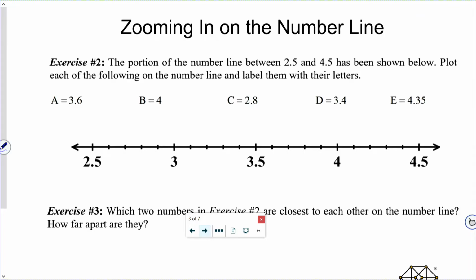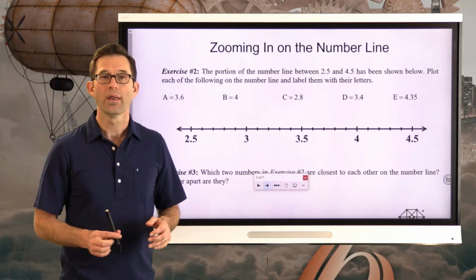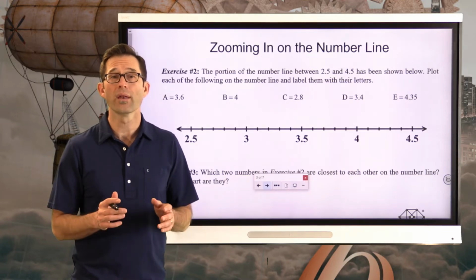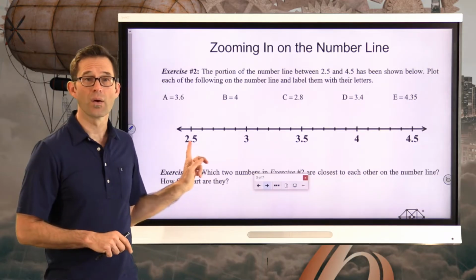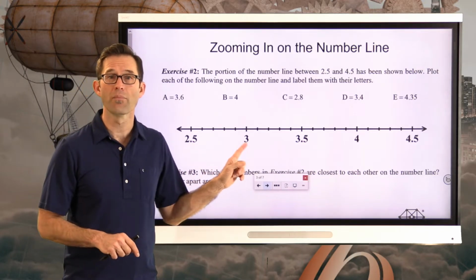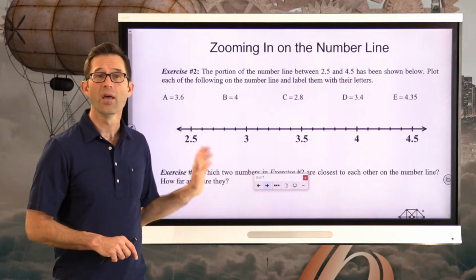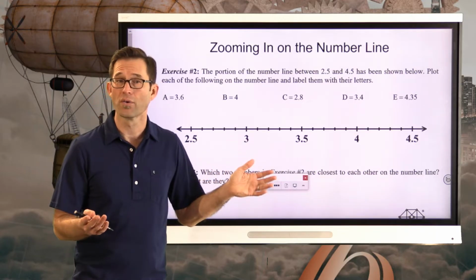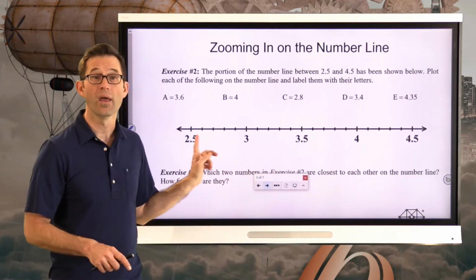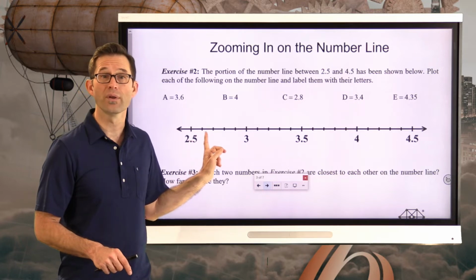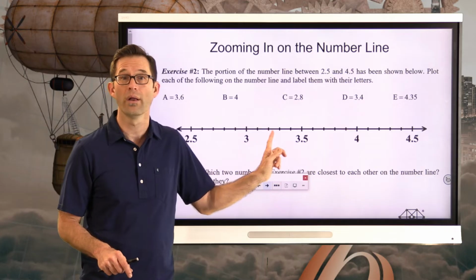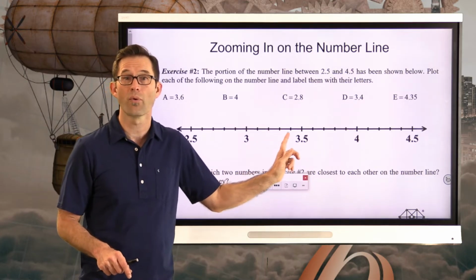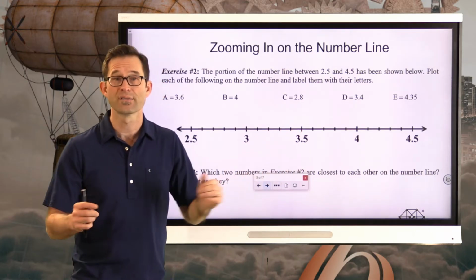Plot each of the following on the number line and label them with their letters. Now, it's very, very important to always know what a number line goes by. All right? So in other words, here's 2.5, here's 3.0 and 3.5. This number line is going by, very understandably, tenths, right? Here's 2.5, then we'd have 2.6, 2.7, 2.8, 2.9, 3.0, 3.1, 3.2, 3.3, 3.4, 3.5, etc.